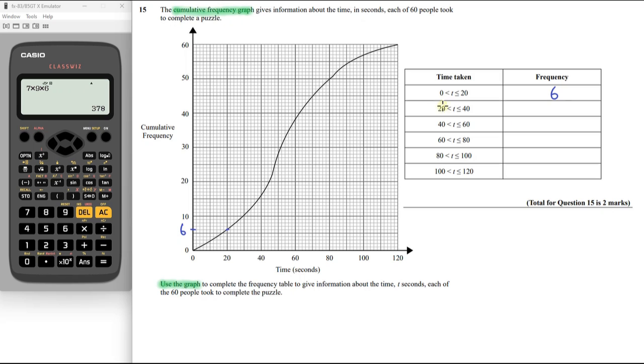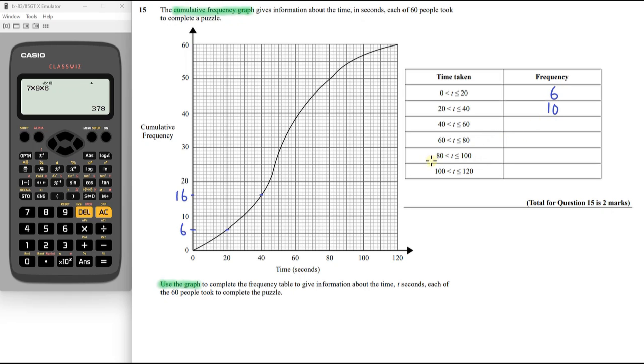Now to work out between 20 and 40 seconds, let's go up from 40 seconds along the x-axis to the curve, and if we go along, that takes us to this point, which is 16. Now I'm not going to write 16 in there because 16 would be from 0 to 40. We're only looking from 20 to 40. So it's going to be 16 minus 6, which is 10. So it's going to be 10 people.